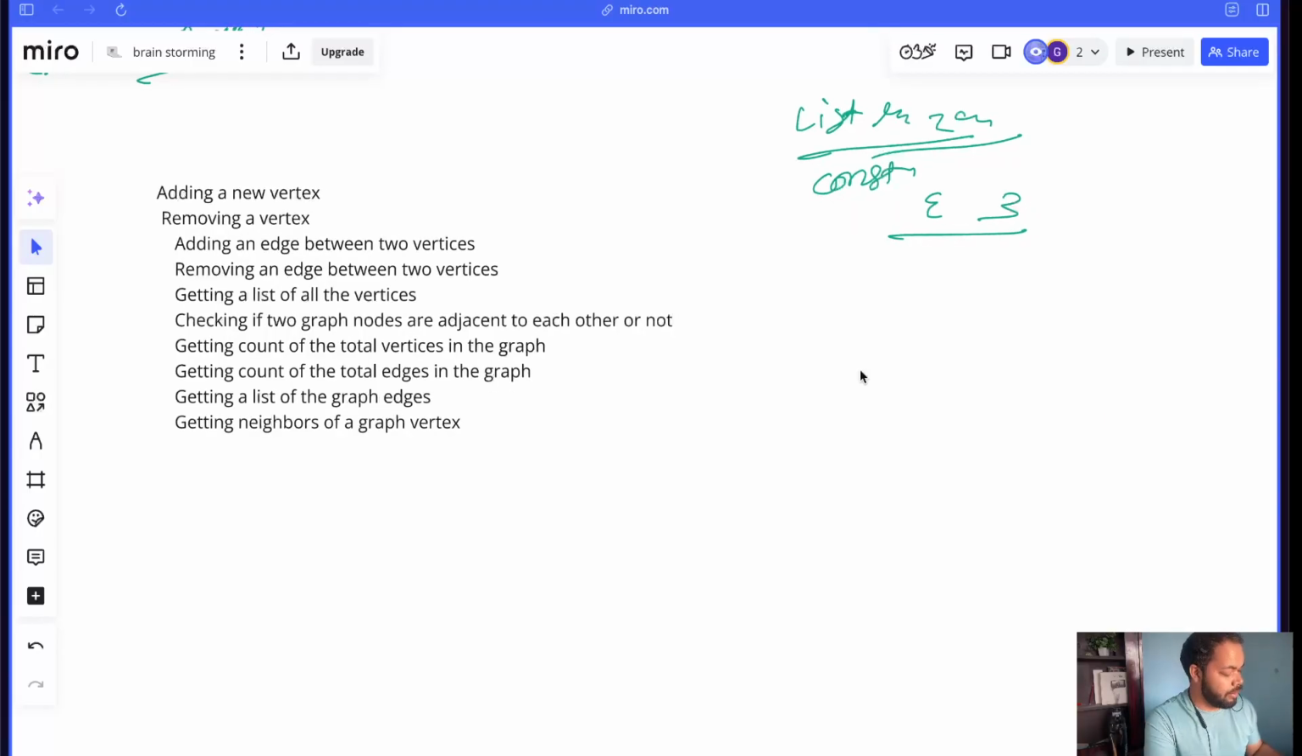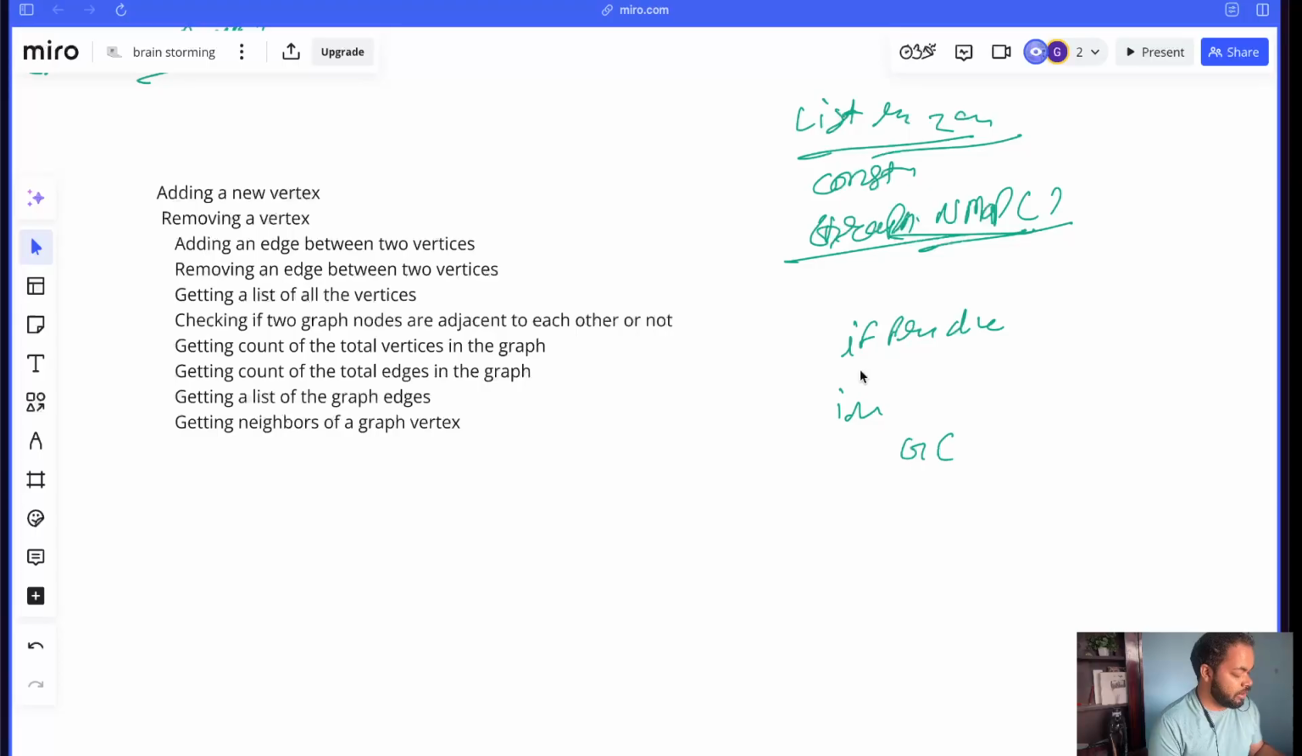In the constructor we will create a map that will be called graph. So it will be a new map. Now if we need to add a new vertex, we will check: if present, don't add it. If not present, then add the node in the graph and set it equal to an empty array, because this vertex doesn't have any relations up until now.